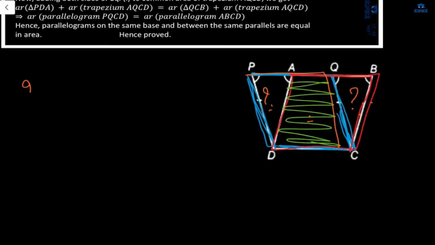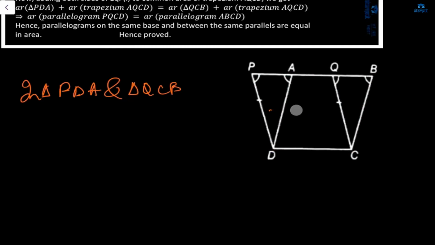Now in triangle PDA and triangle QCB, how can you prove that the two triangles are congruent? I'm erasing and using two different colors so it is properly visible. Now, how can you prove that the two triangles are congruent? We can say that this angle is equal to this angle, because PQ is parallel to DC. Sorry, not PQ is parallel to DC.